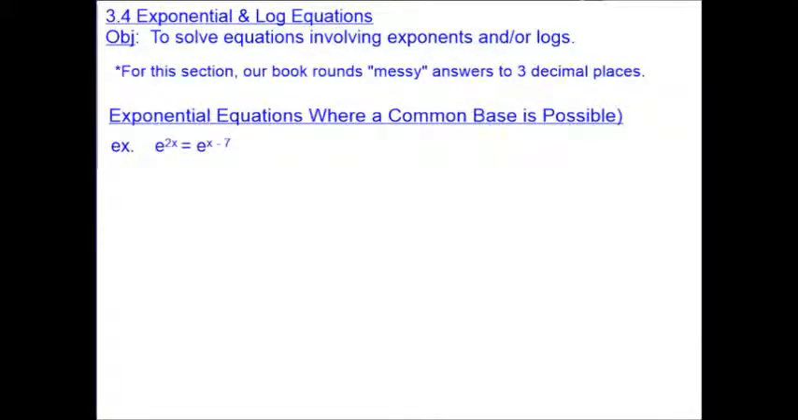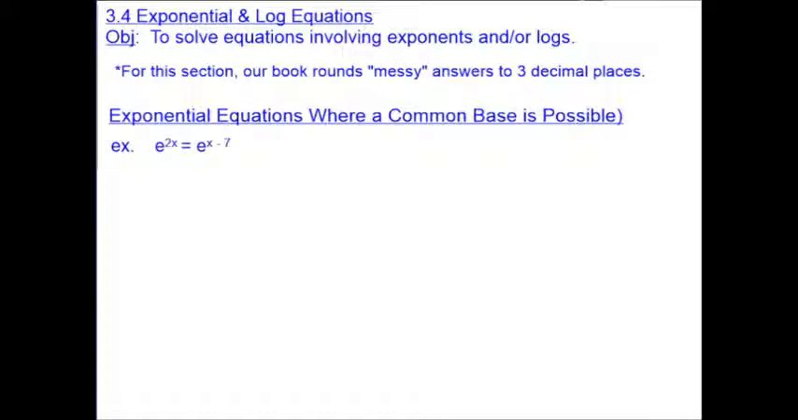We're going to be talking about exponential and log equations now from section 3.4. What we're going to work on is solving equations involving exponents and/or logs. And just one little note there about our book. We're going to round to 3 decimal places anytime our answer is a little bit messy. Basically, the equations break, at least in my opinion, into 4 categories.